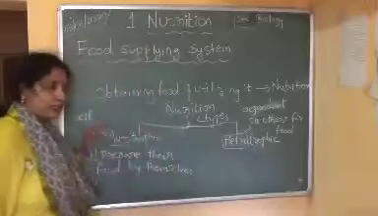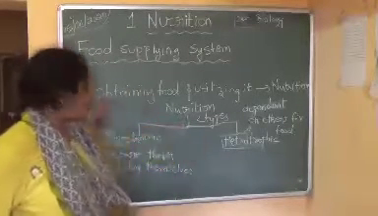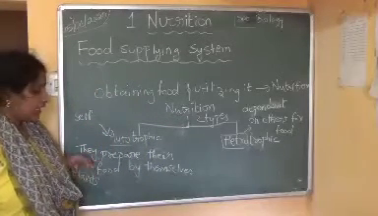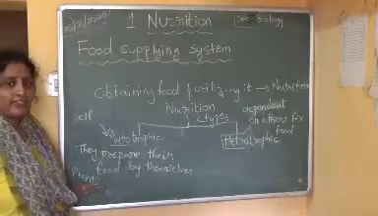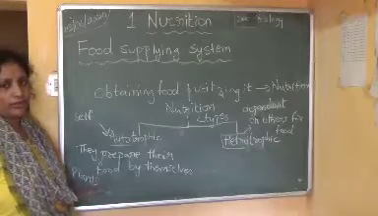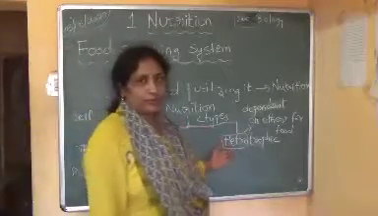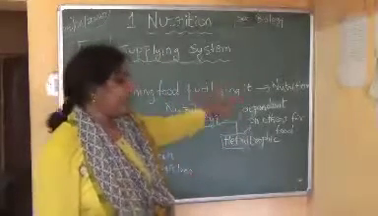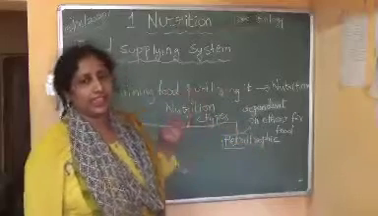So nutrition is mainly two types, autotrophic and heterotrophic. Autotrophic are the organisms which can prepare their own food. In this category, all the plants will come, and even some bacteria which have chlorophyll, like blue-green algae. Next, heterotrophic. They cannot prepare their own food. They will depend upon autotrophs directly or indirectly for their food.